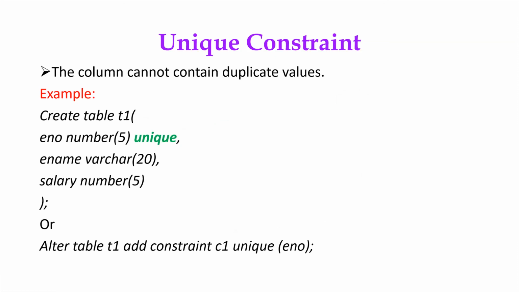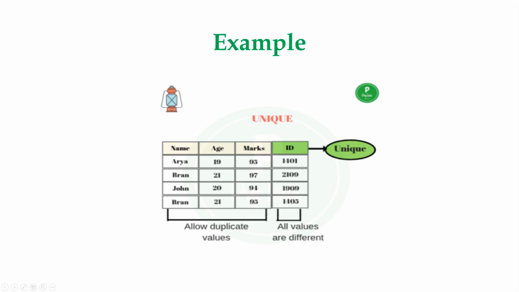Unique constraint means the column cannot contain duplicate values. For the primary key attribute employee number, I have given the unique constraint. Okay. Similarly here, ID is a primary key and does not contain any duplicate values, whereas the remaining attributes can contain duplicate values.